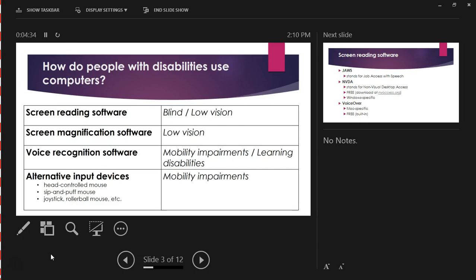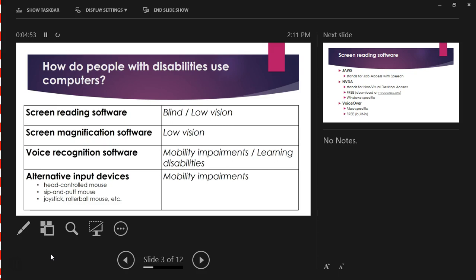Folks with learning disabilities sometimes like that because they just think better when they're voicing their ideas rather than having to think, okay, well, how am I going to write this out? Or maybe if they have poor handwriting, they find it much easier to have the computer type it.